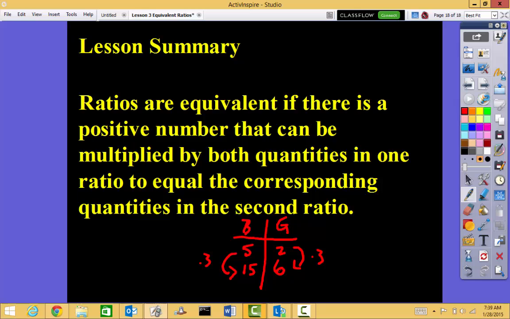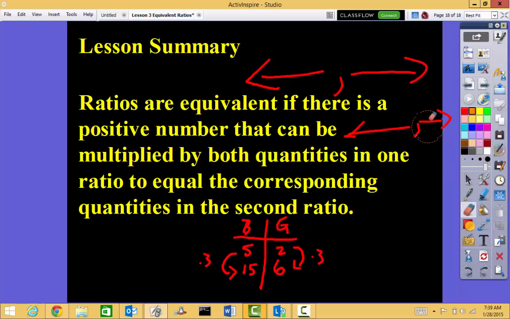So it's the same thing as equations. Whatever you do to the left, you have to do to the right. Whatever you do to the right, you have to do to the left. But I drew that backwards. Whatever you do to the right, you have to do to the left.